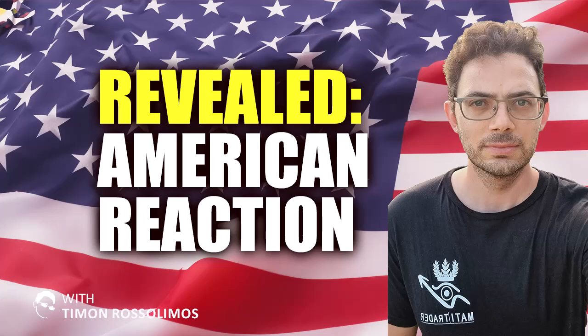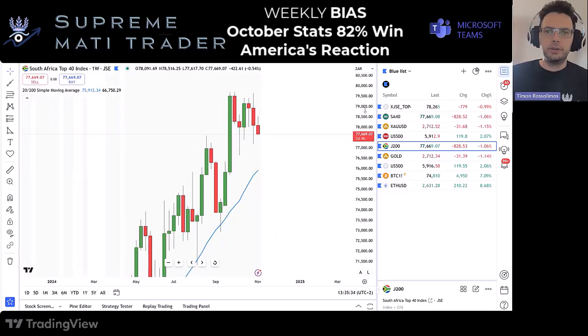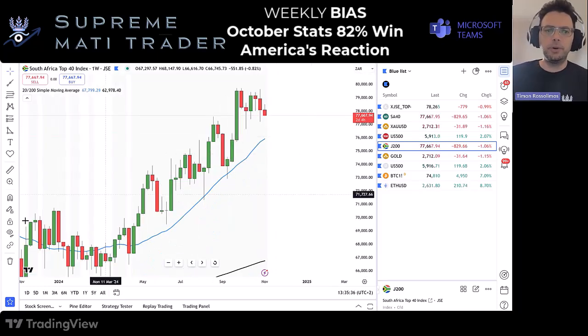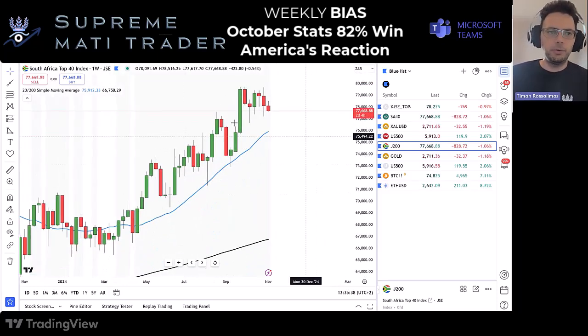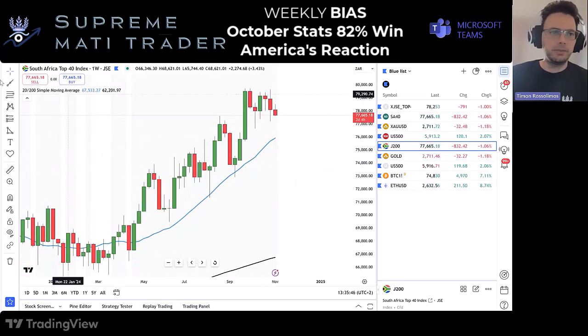So let's start off with the weekly chart. This is the J200, the South African Top 40 Index, which makes up the 40 companies of the JSE all in one chart, and to see the reaction on whether there's more buying or selling taking place. So if we go and grab the GAN box, we're going to start with the weekly bias.